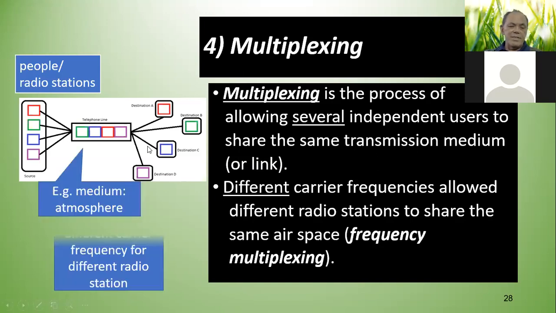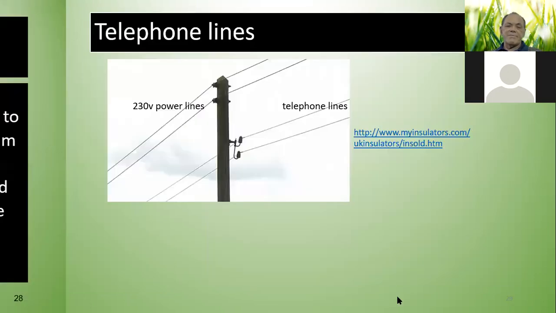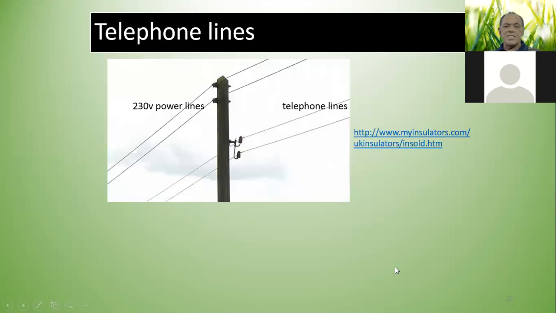Right? Medium, the atmosphere, you can use different carrier frequency for different radio stations in the same locality, and you may want to see some of this power line there and telephone line there.